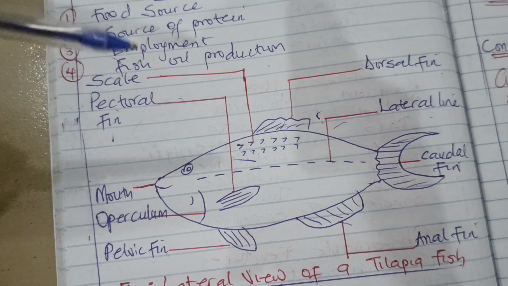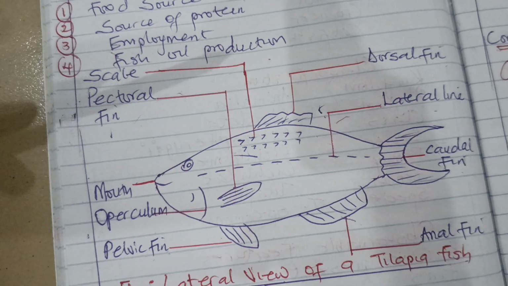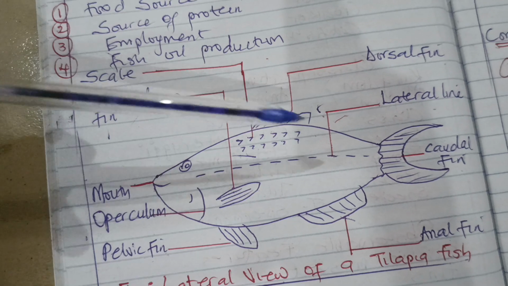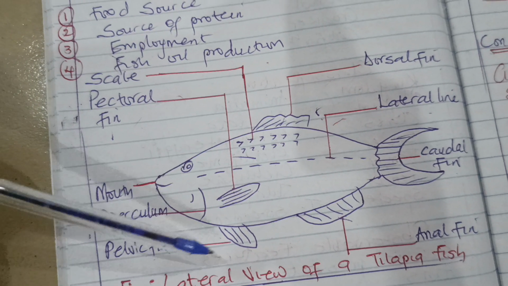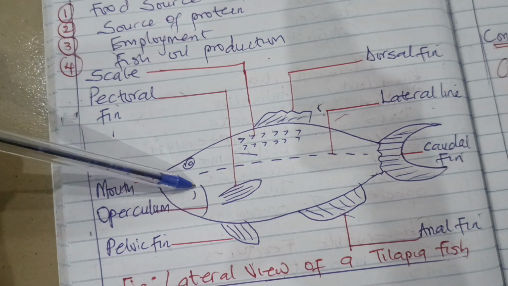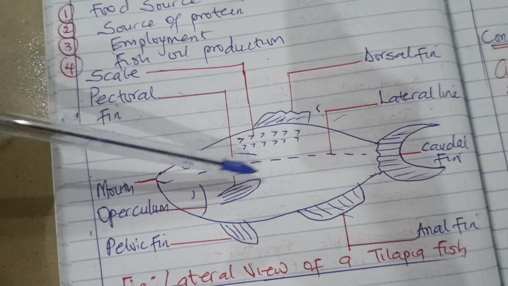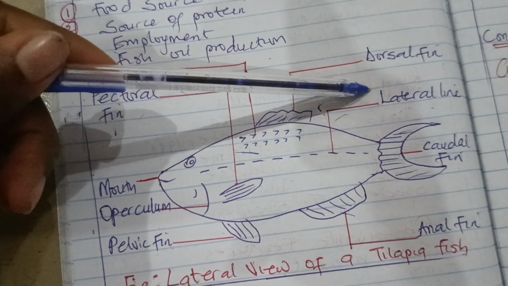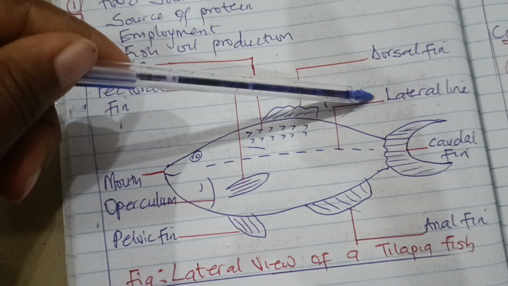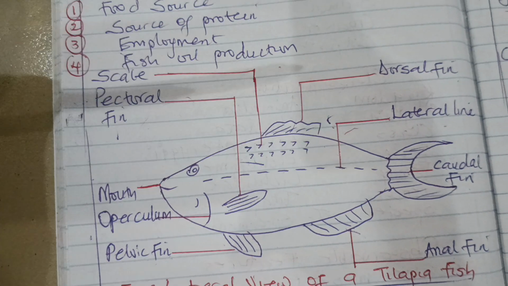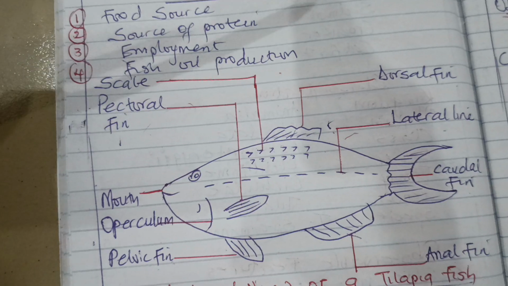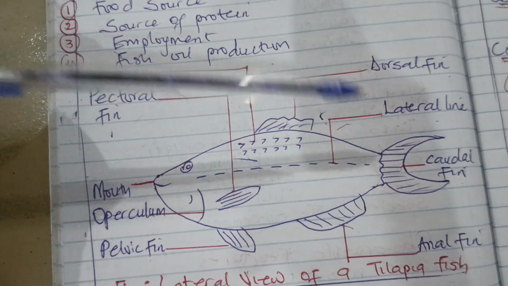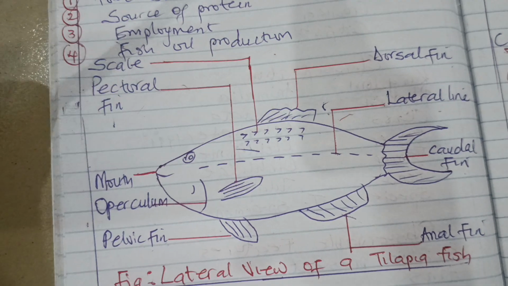Now, what are the importance of some of these features that I haven't mentioned? I said scale is for protection, fin is for movement, operculum protects the gill, which is for respiration. Is that okay? Then the lateral line, this helps the fish to detect vibration inside of water. When the water moves, it tells the fish that probably a bigger predator is coming, to run from danger or anything. So that is the work of this lateral line.